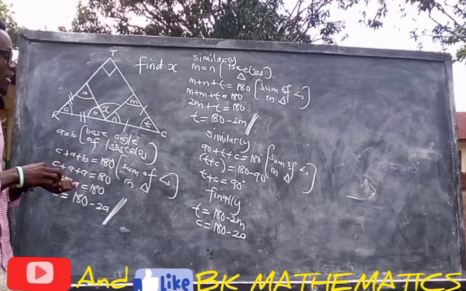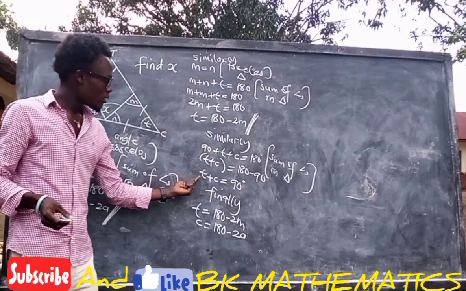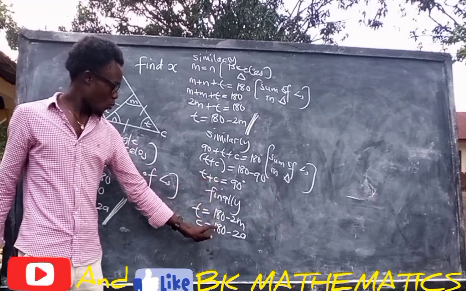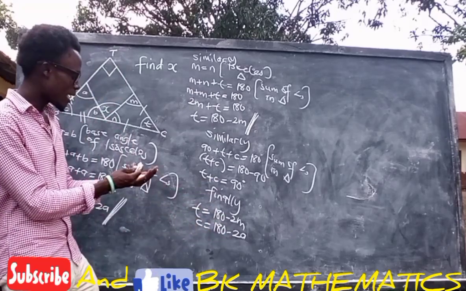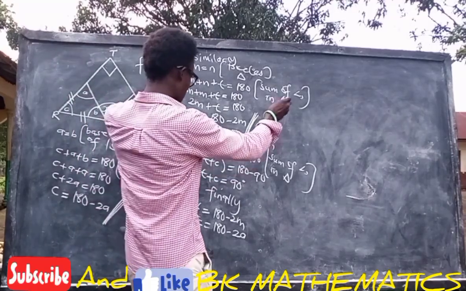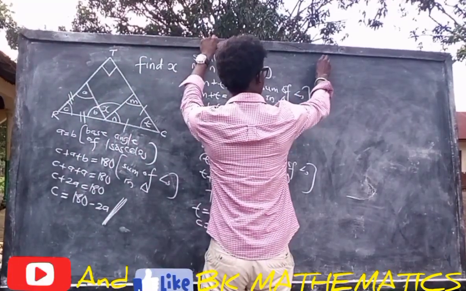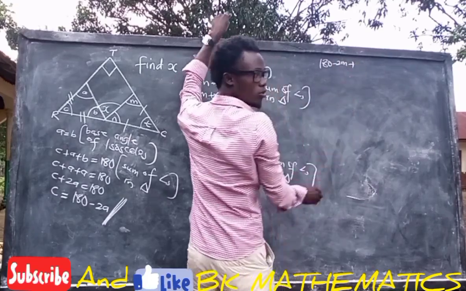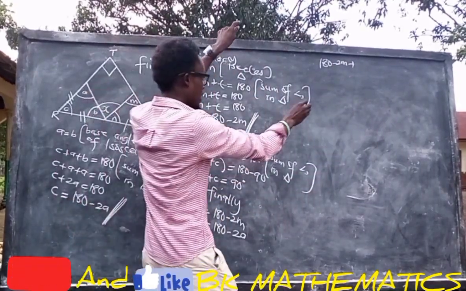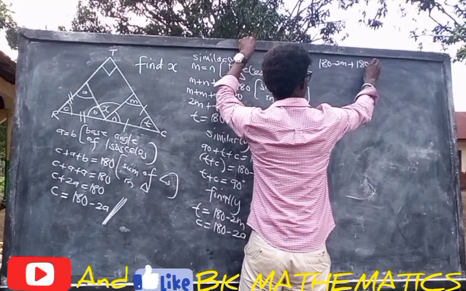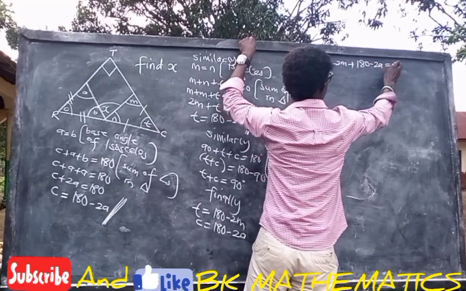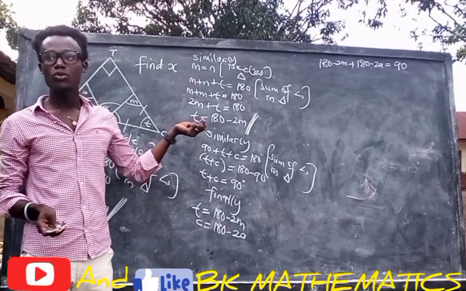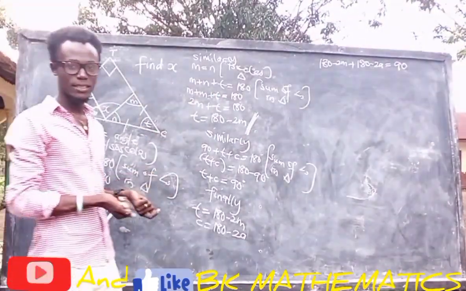Now the next step, let's substitute. We are having T as 180 minus 2m and we are having C as 180 minus 2a. Then it continues from this point. Then we substitute. We are having 180 minus 2m plus 180 minus 2a. Everything becomes 90 degrees. After which we just need to add and subtract where necessary.